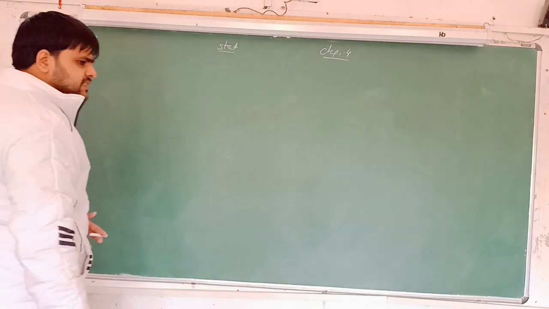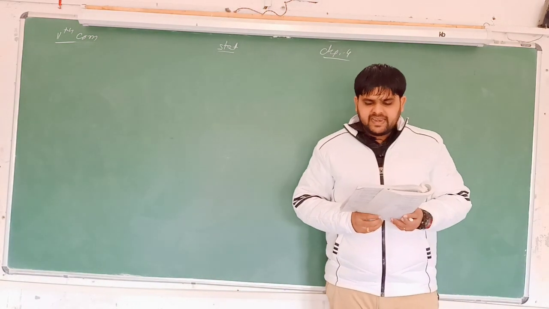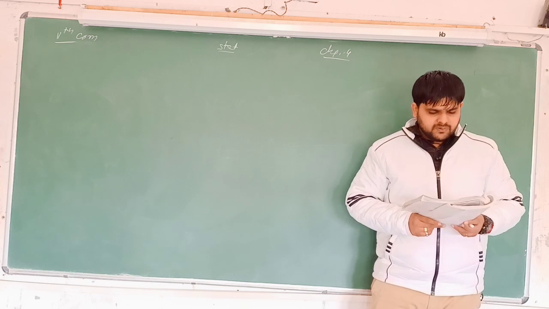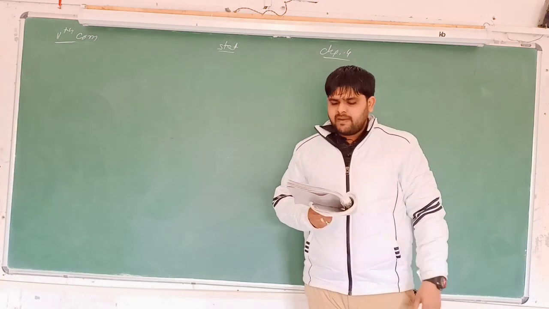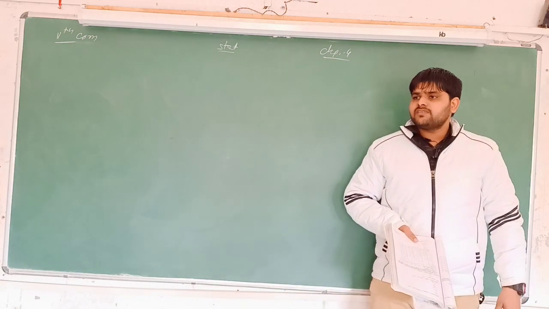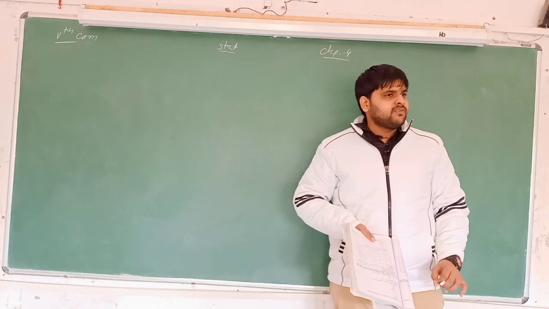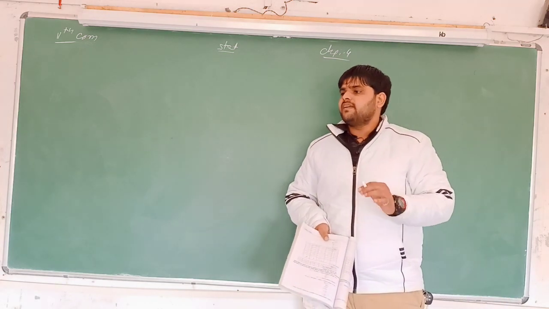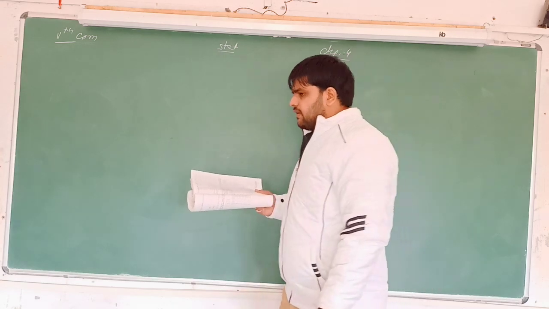So here is example number 16. The information of the number of mobile phones sold in the last 35 days in a mobile shop is given below. Find the coefficient of standard deviation of the number of mobile phones sold. In the bracket, what is given? Use shortcut method. If it is given in your example to use the shortcut method, then compulsorily we have to use the shortcut method. Clear? Okay.